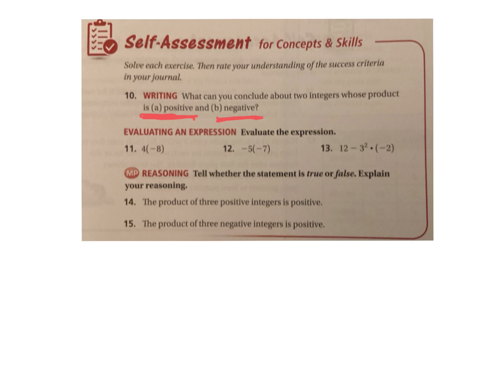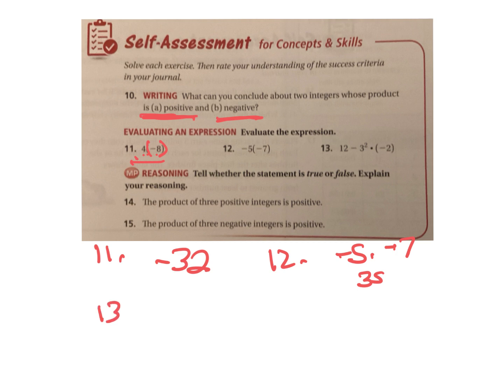All right, let's evaluate these expressions. Number 11 is 4 times negative 8, because that parentheses means multiplication. So 4 times negative 8, we know 4 times 8 is 32. It's a positive times a negative, so it's going to be negative 32. 12. Negative 5 times negative 7. It's a negative times a negative, so that's a positive. And I know 5 times 7 is 35.